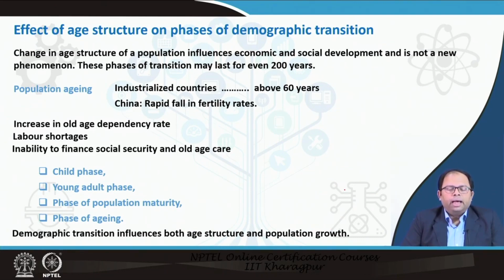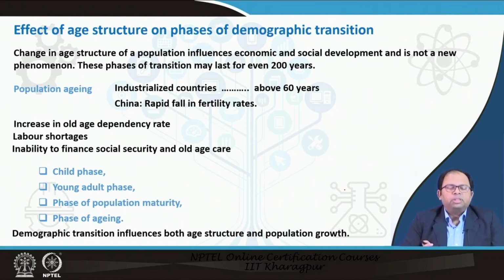And it is not a new phenomenon. As I was saying, these phases of transition have lasted even 200 years, like the phenomenon of population aging, where industrialist countries show most of the population above 60 years of age, or China is showing rapid fall in fertility rates. So this population aging, because old people are increasing in society, means old age dependency rates are increasing, and this leads to labor shortages and also inability to finance social security and old age care. That means the number of people supporting the older age groups is lower.